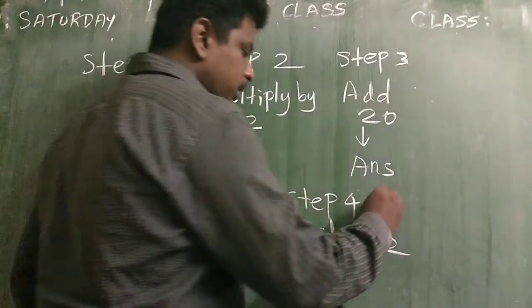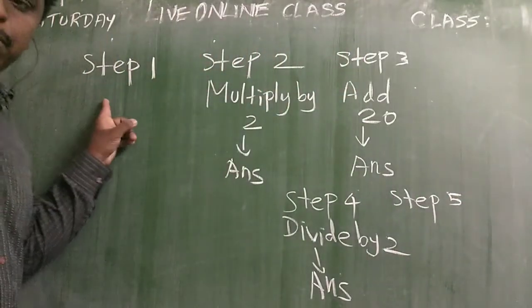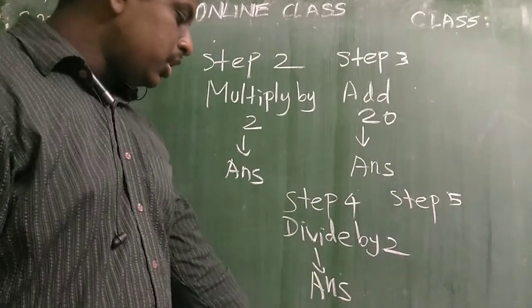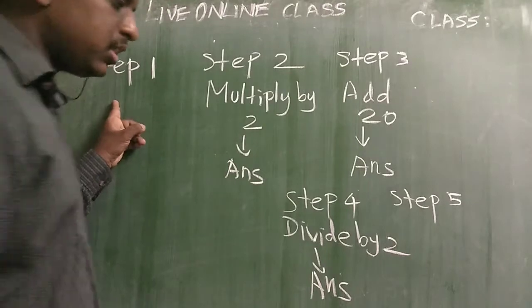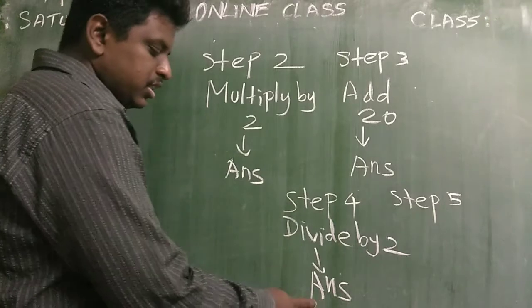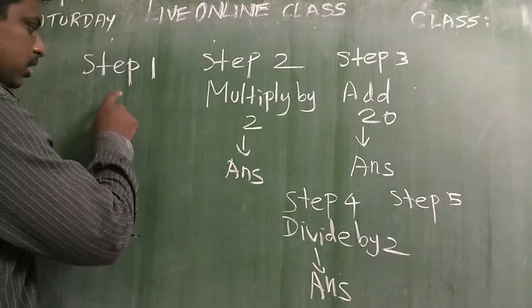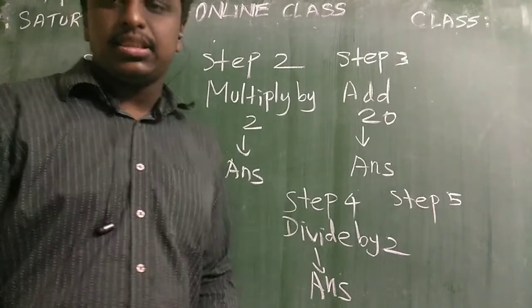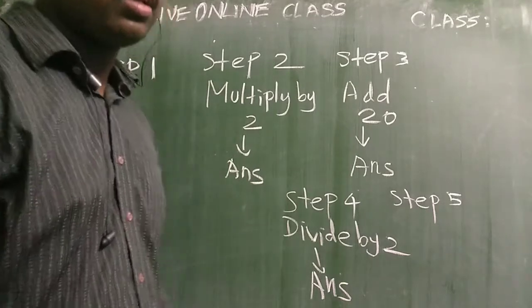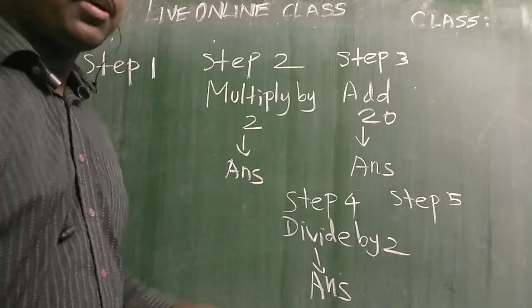Now in step 5, take the original number you thought of in step 1, and kindly subtract the tertiary answer from it. Once again, the tertiary answer you got in step 4, subtract it from the original number you thought of in step 1. Kindly do it. I hope you now got one answer.